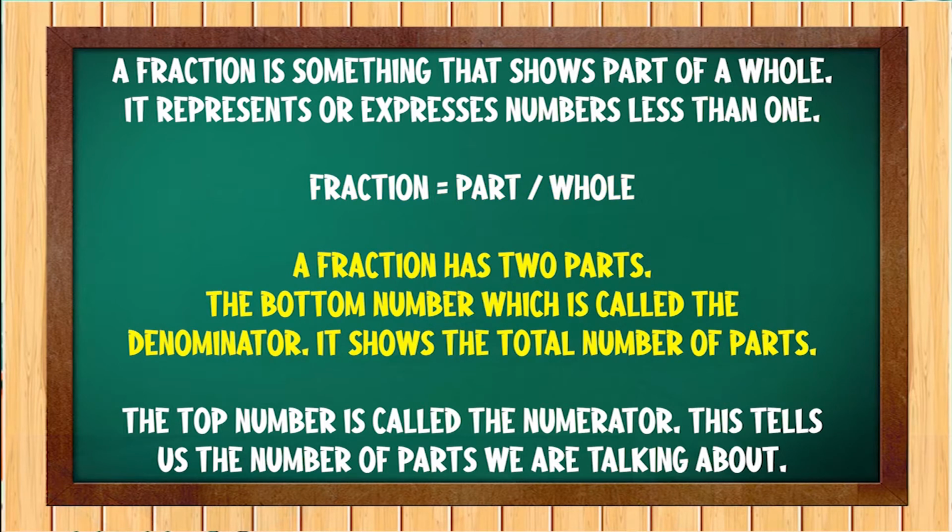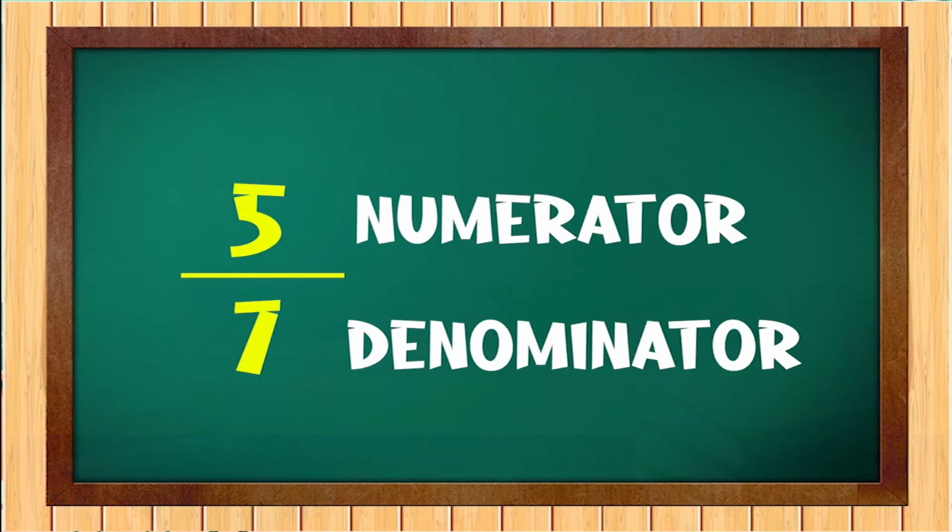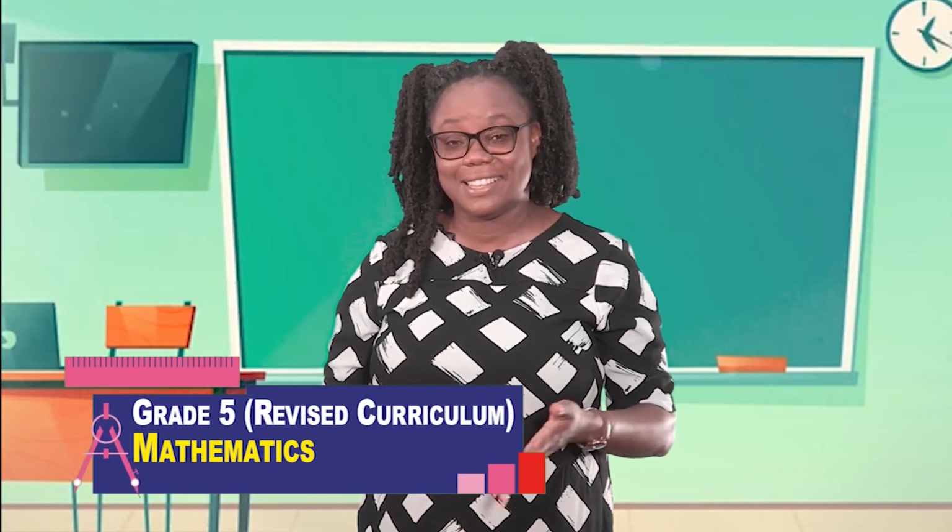A fraction has 2 parts. The bottom number, which is called the denominator, shows the total number of parts. And the top number, which we call the numerator, tells us the number of parts we are talking about. Let's look at this example. 5/7. 5, numerator. Number of parts we're talking about. 7, denominator. Number of equal parts the whole is divided into. Now that we have that out of the way, boys and girls, let us dig in.